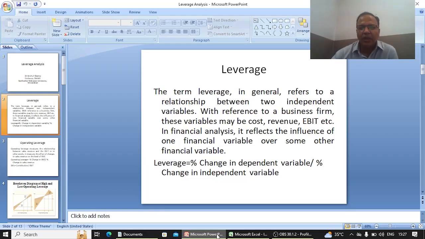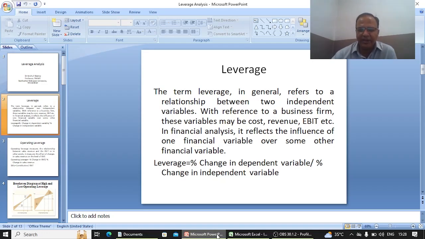For example, two figures are given to you, sales and gross profit, and you have to find out the gross profit ratio. Then what you have to do? Simply you have to write down gross profit in the numerator and sales in the denominator, and you can find out the gross profit ratio. So in business, a number of variables are given to you.